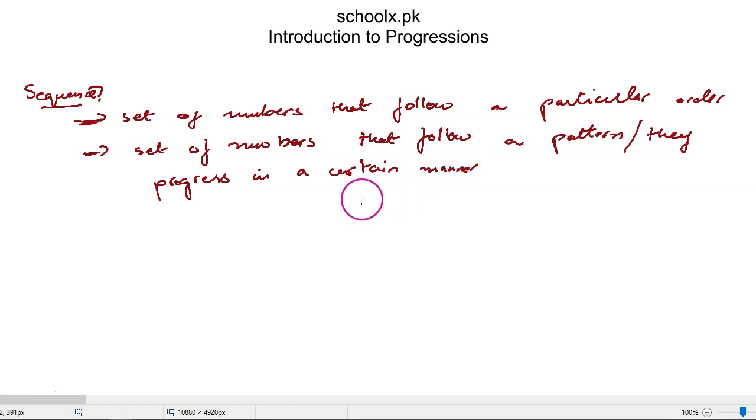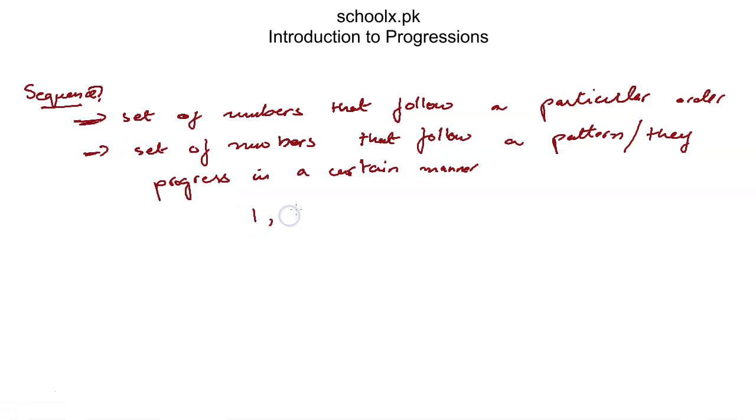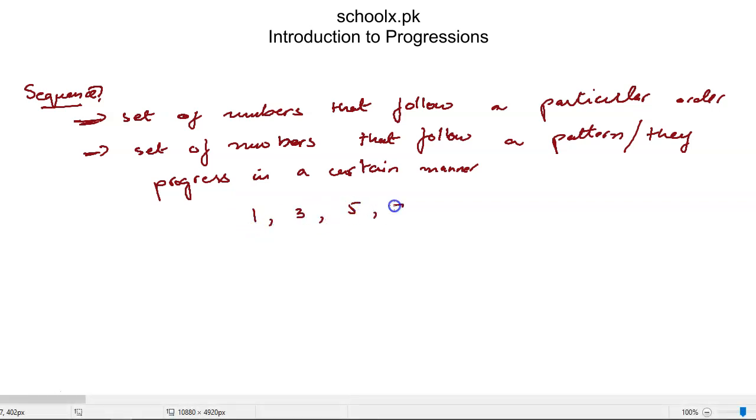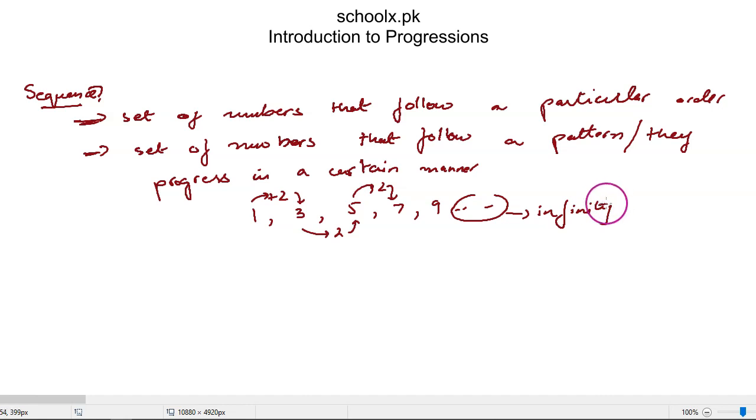right? For example, I have a set of odd numbers 1, 3, 5, 7, 9, and so on. So these numbers are following a particular pattern. That pattern is the previous term is being added by 2 and then we get the next term. So there is a difference of 2 in the consecutive term, right? And this sequence goes on. These 3 dots represent that this sequence goes on till infinity. But this infinity condition is not a necessity for a sequence. A sequence can be bounded up till a certain value.